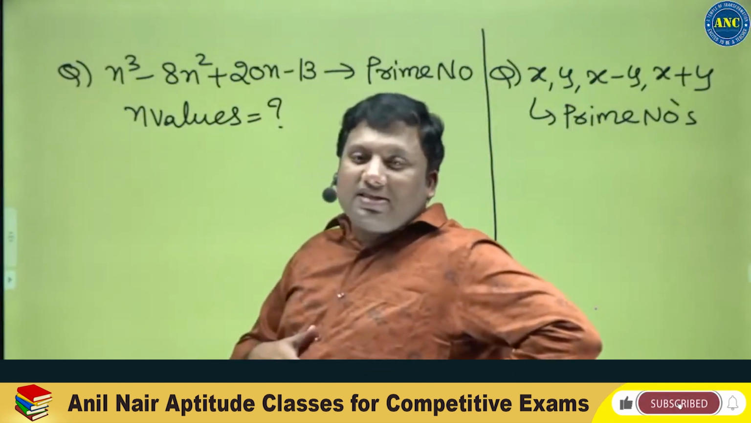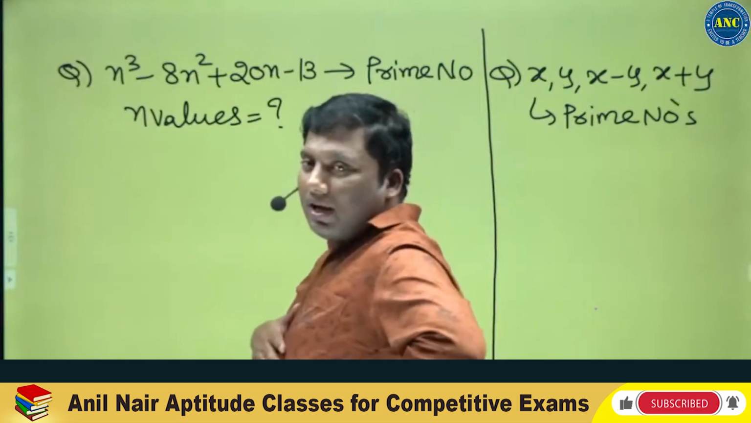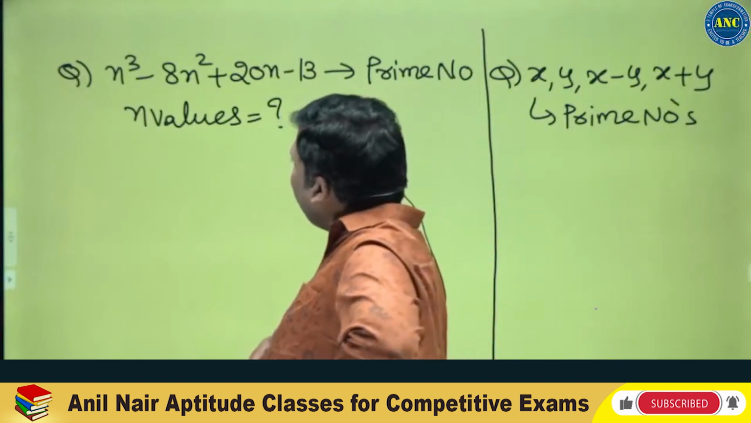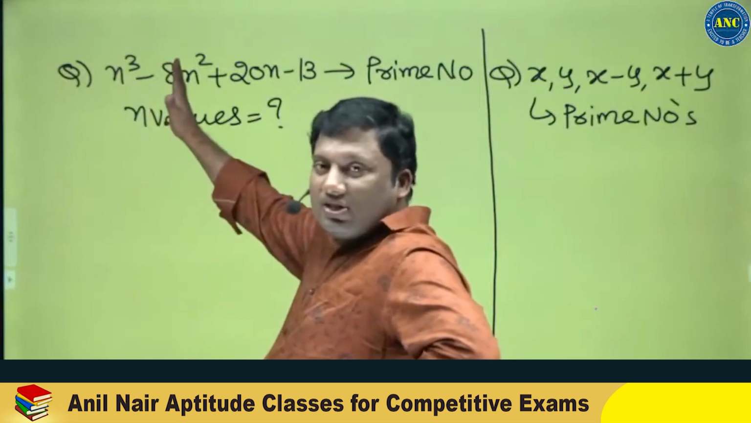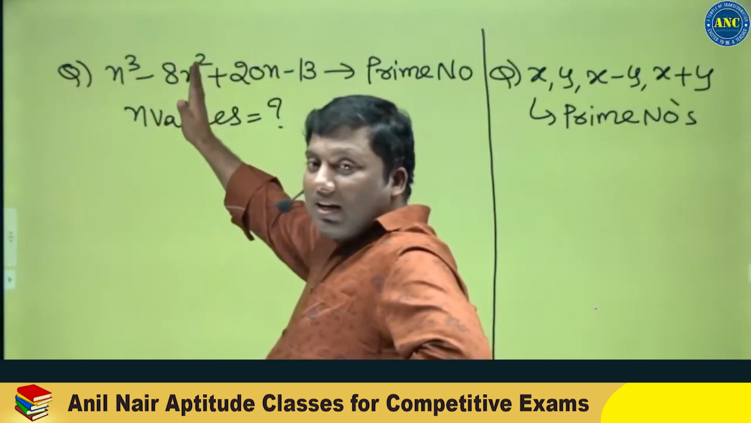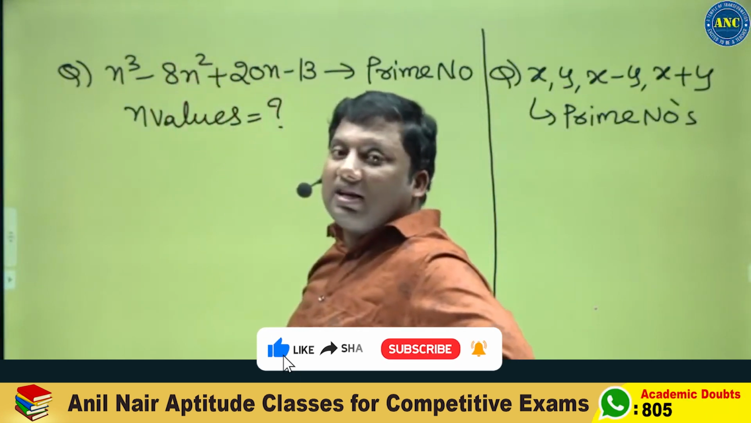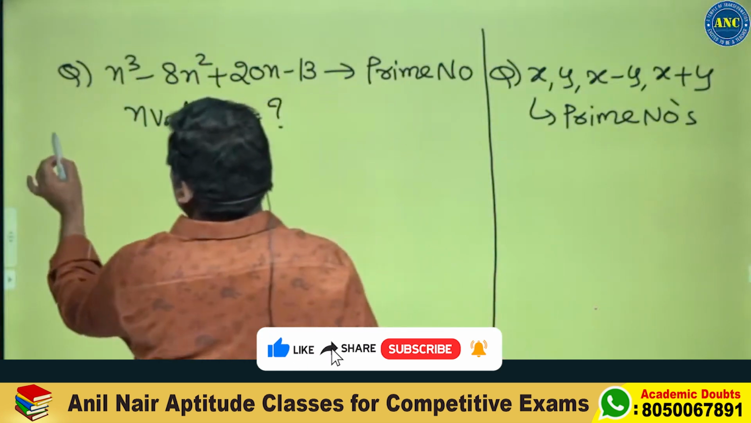n cube minus 8n square plus 20n minus 13. If you observe the coefficients: 1 minus 8, minus 7. Plus 20, 13. 13 minus 13, 0.